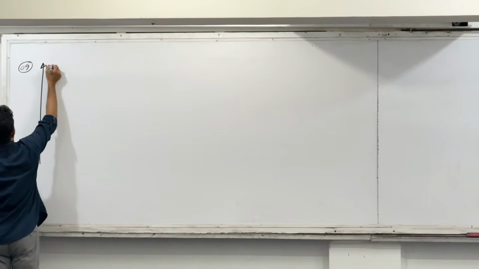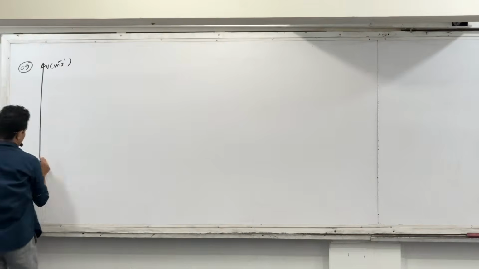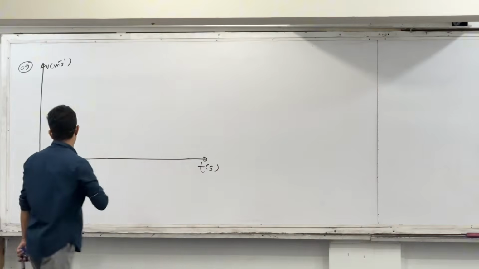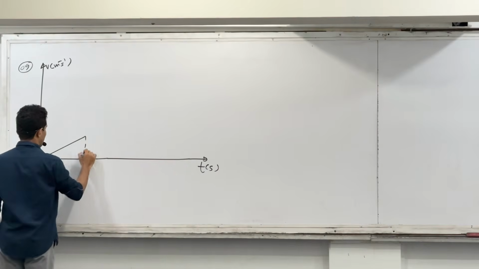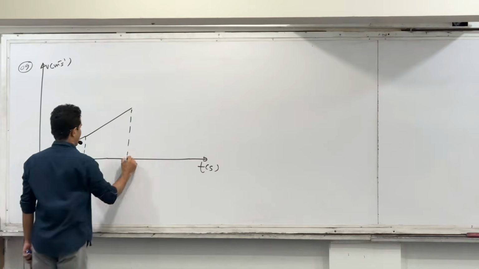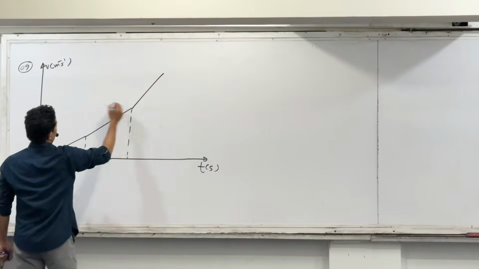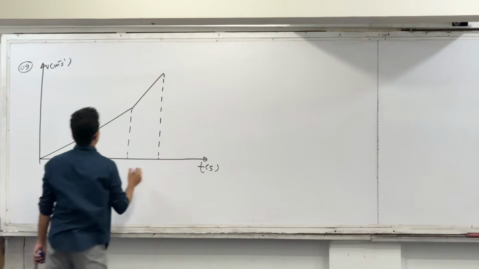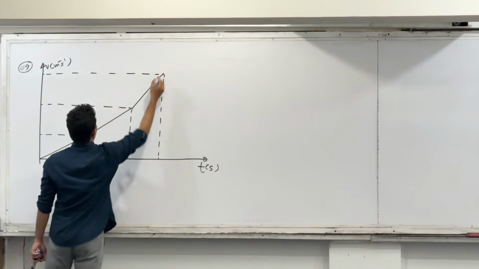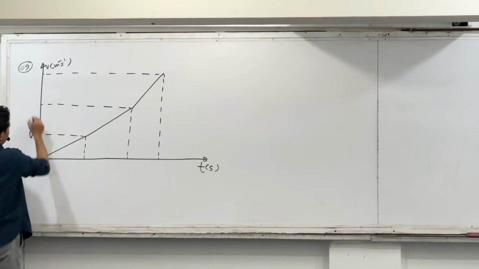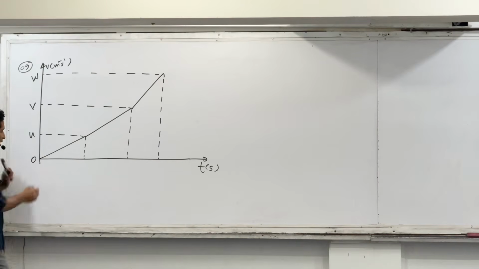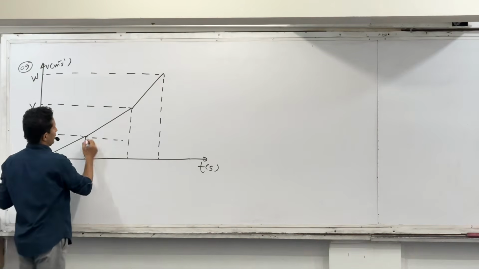Now this is v ms^-1 and t seconds. So okay, now initially it goes with acceleration of a and then 2a and then with 3a, right? Now, I will take this velocity as u, v and w. See, starting from rest, right? Our initial acceleration is a, and then 2a, right?